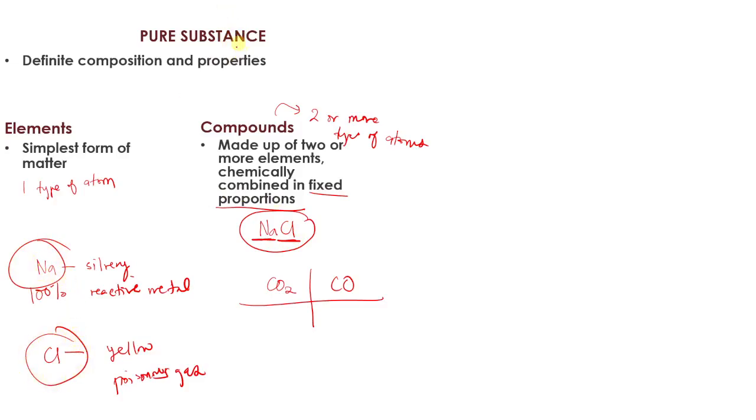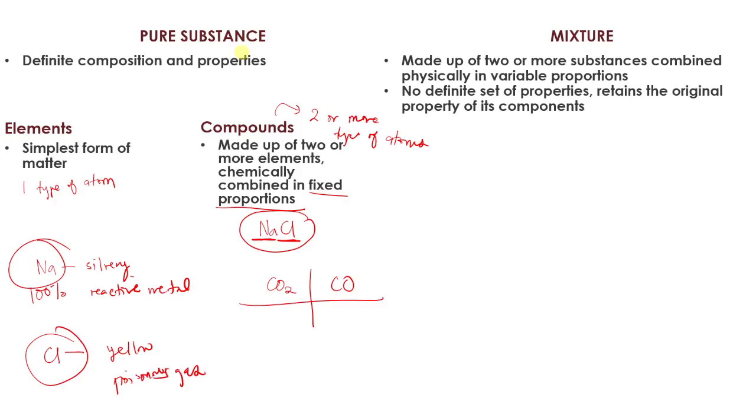Now, different pure substances can form mixtures. Mixtures, from the word mix, are made up of two or more substances combined physically in variable proportions. Now, this definition is very similar to the definition of a compound, because a compound is also made up of two or more elements chemically combined. So, how is a compound different from a mixture? Let's take the air, for example. Is the air a compound or is the air a mixture? Because as we know, the air is composed of different elements.